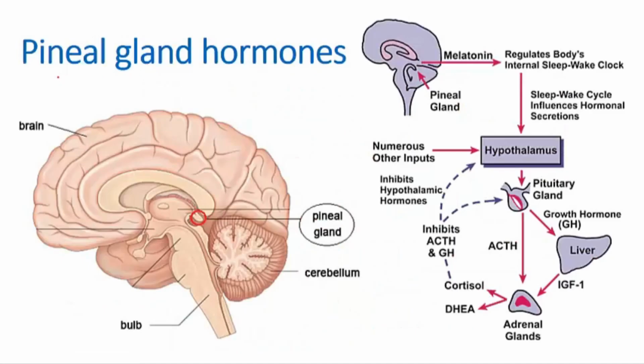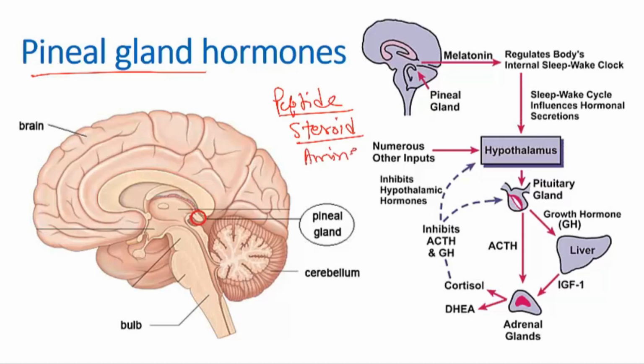Now the second type of gland we are going to talk about is the pineal gland. And the pineal gland produces different types of hormones. Now hormones can be of 3 different types chemically. It can be of peptide, which is protein type. It can be of steroid, which is hydrophobic for the most part, and it can also be amine type of hormones.